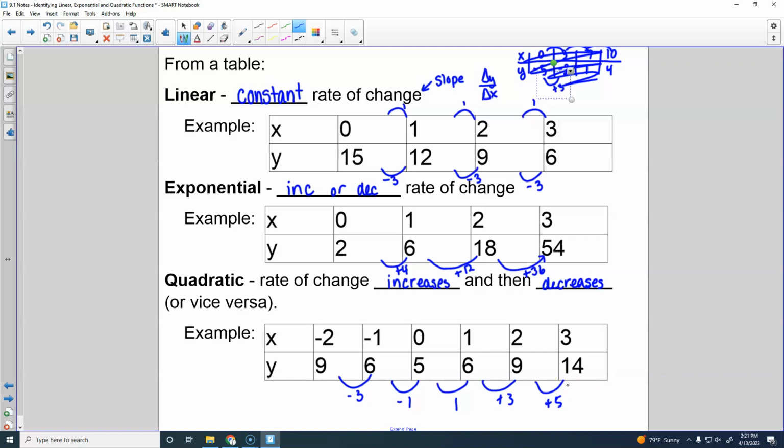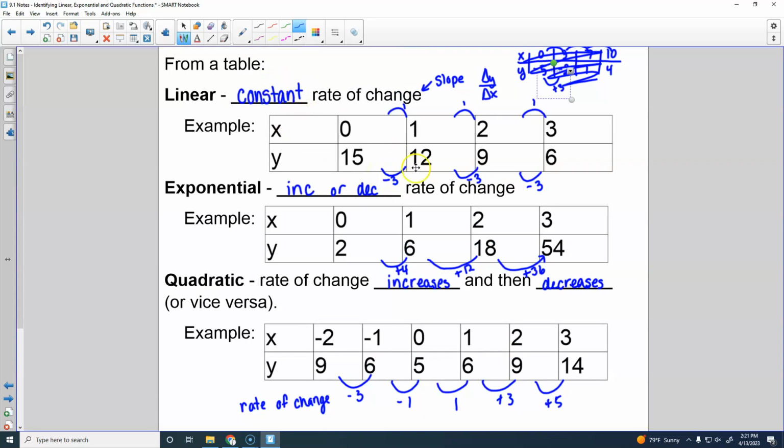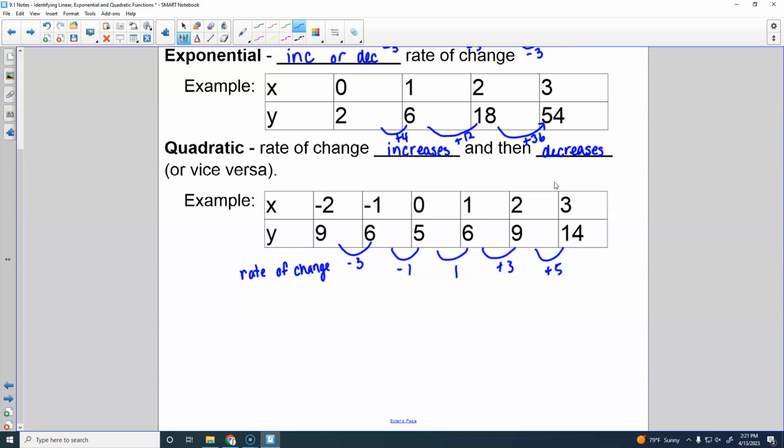Let me show you one more thing about quadratics. I just learned this at the last math training that we went to. I had never seen this, but it opened my eyes. So, all right, so this is your rate of change, or your slope, and we can see it's not constant. It's not staying the same. Up here with the linear, it was constant, right? -3, -3, -3.